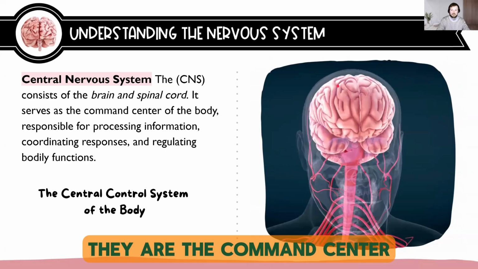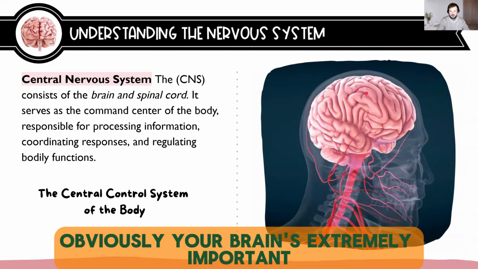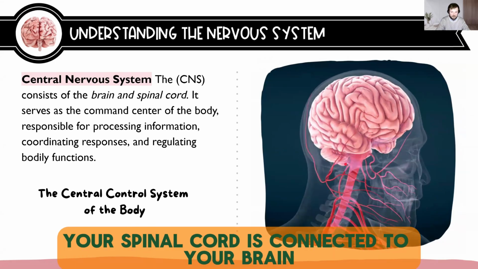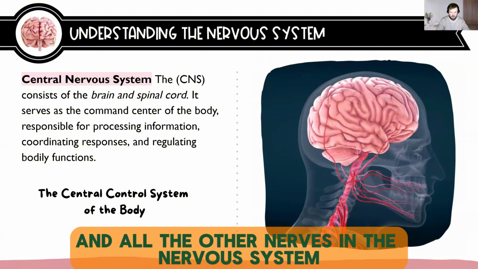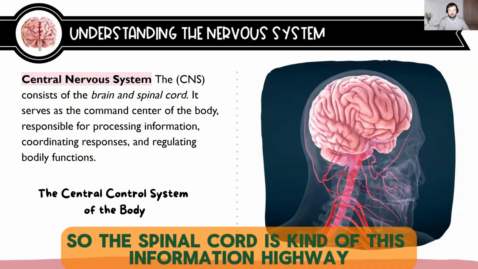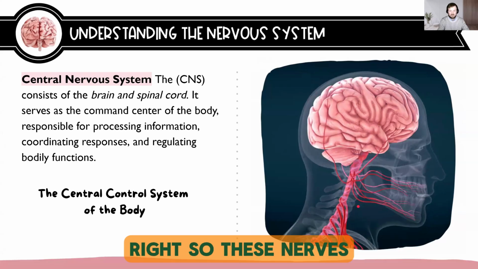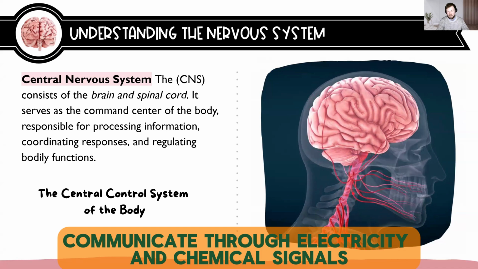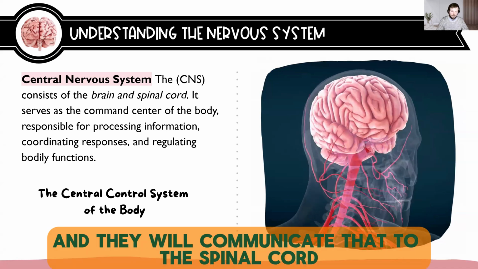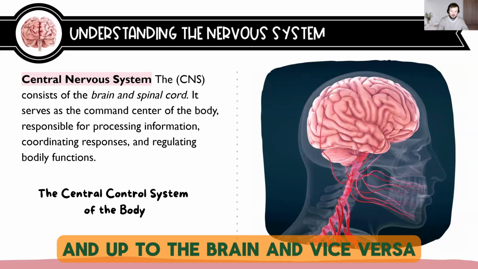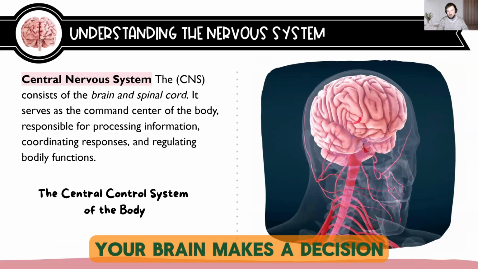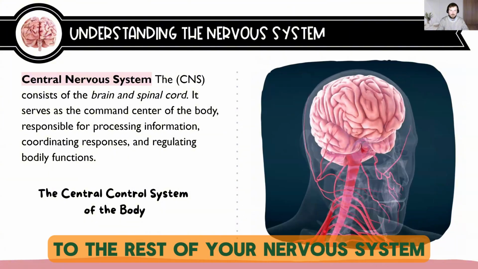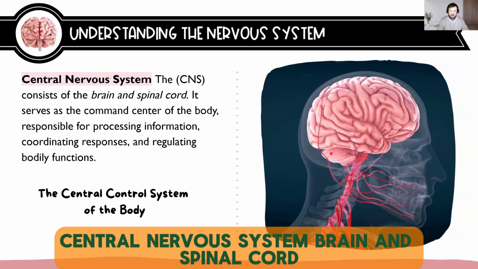They're the command center. Your brain makes all the decisions. Obviously, your brain's extremely important, but your spinal cord as well. Your spinal cord is connected to your brain, and all the other nerves in the nervous system are connected to the spinal cord. So the spinal cord is kind of this information highway, right? So these nerves, these neurons communicate through electricity and chemical signals, and they will communicate that to the spinal cord and up to the brain, and vice versa. Your brain makes a decision and sends that information down through the spinal cord to the rest of your nervous system. Central nervous system, brain, and spinal cord.